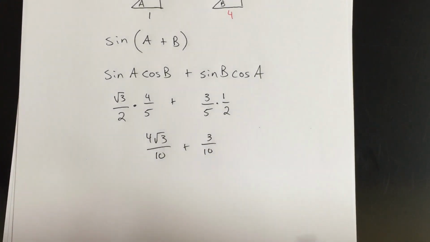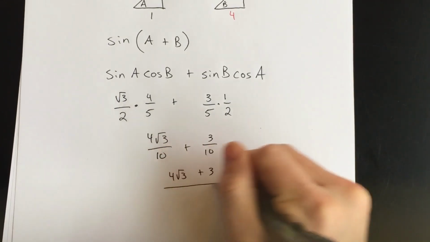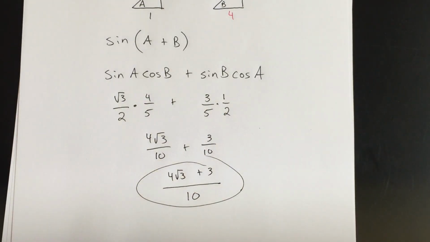Now, to finish this problem off, we just add these together. They're not like terms, so we're just going to simply write 4 radical 3 plus 3, all over 10. That is the answer to our problem.